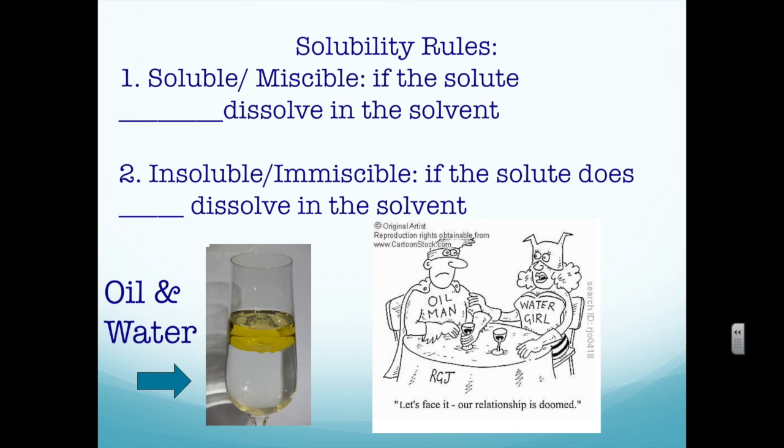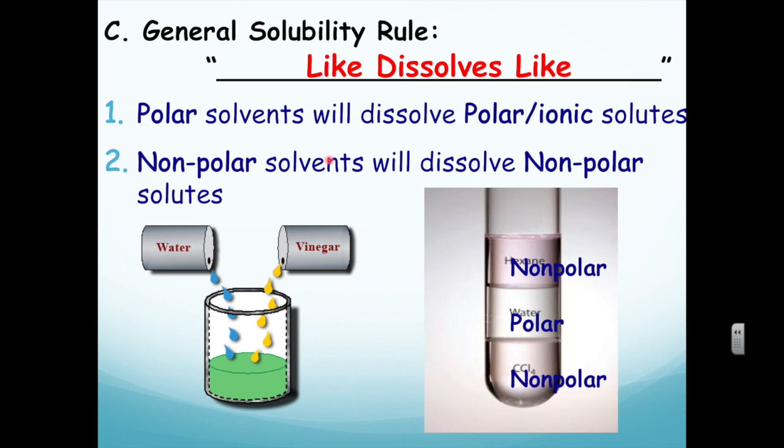All right. So if two things do not mix, we call them immiscible right here. So the terms here I want you to know are going to be, we've learned soluble, but miscible means mixable. So if the solute does dissolve, that would be like in terms of a liquid dissolving in a liquid. So insoluble or immiscible is if the solute does not dissolve. So immiscible is what we would use with a liquid.